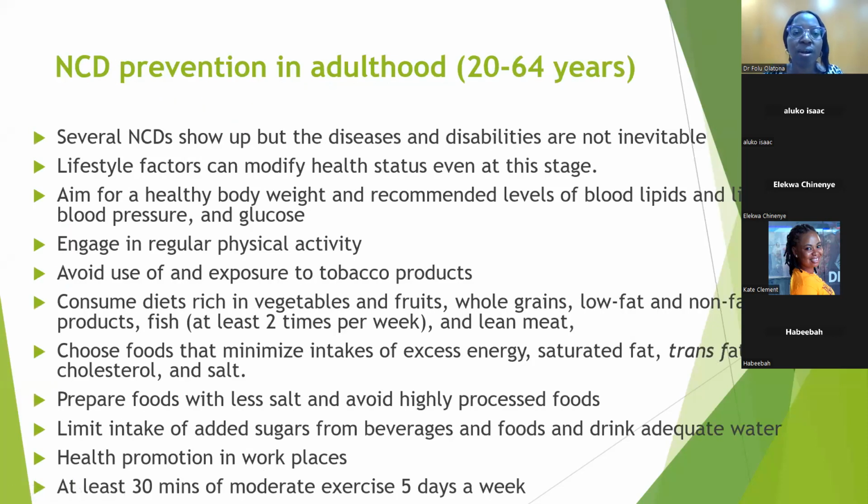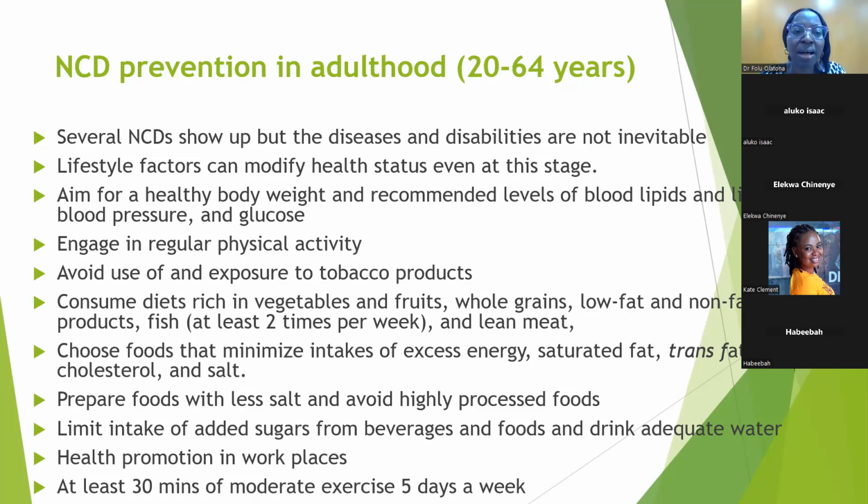In adulthood, this is when most of these non-communicable diseases show up. But it is not inevitable that they will have diseases or disabilities. So a lot can still be done to help adults who are about to develop non-communicable diseases. Lifestyle factors can modify this. All the things we've discussed about risk factors for non-communicable diseases and how to prevent them, if they are established even at this adult stage, they can still help the adults a lot.